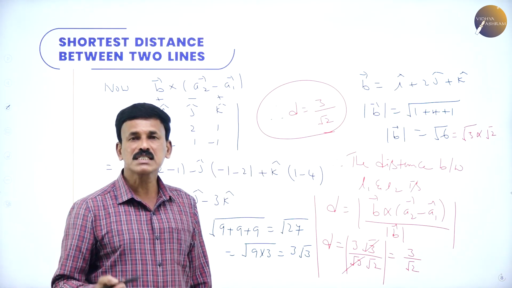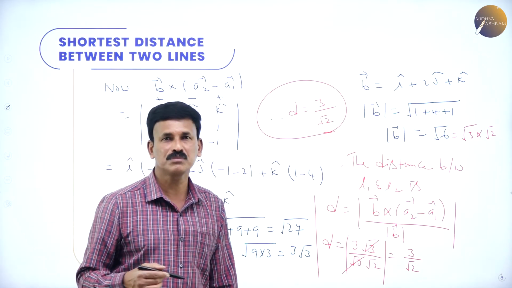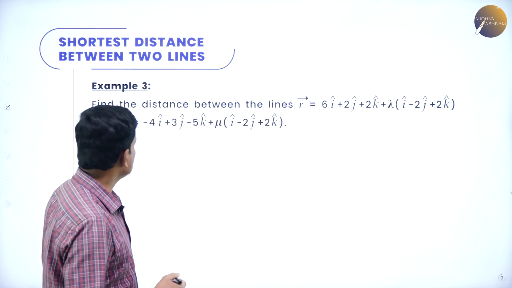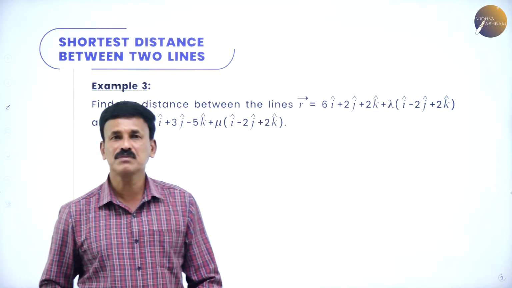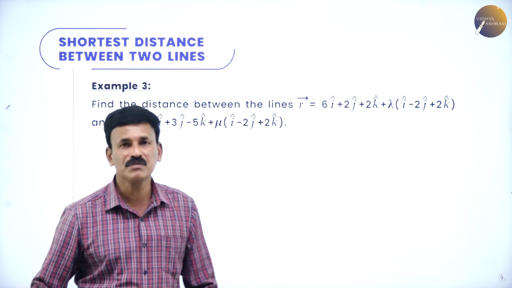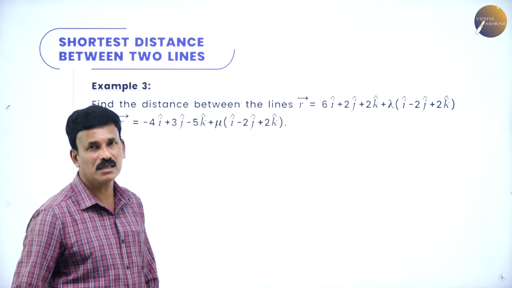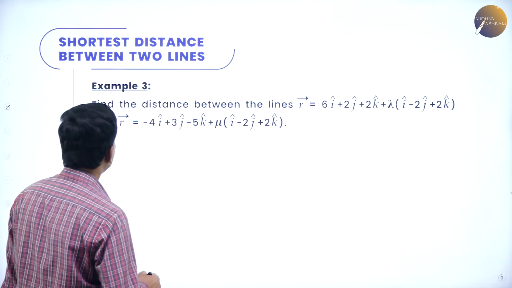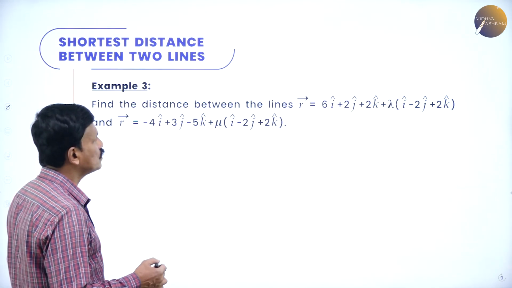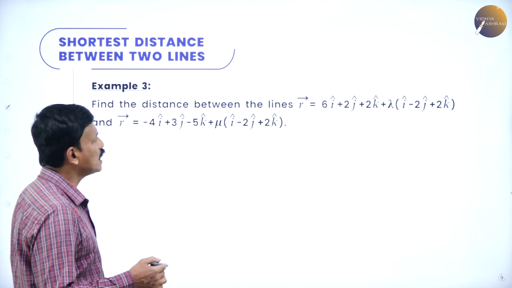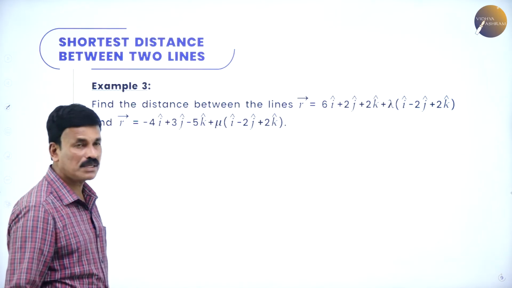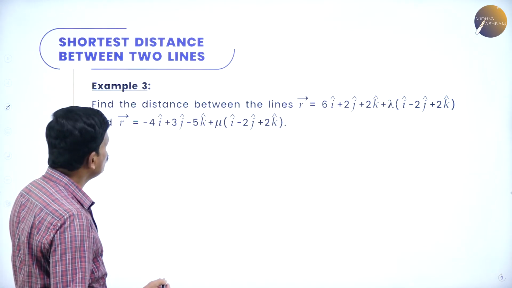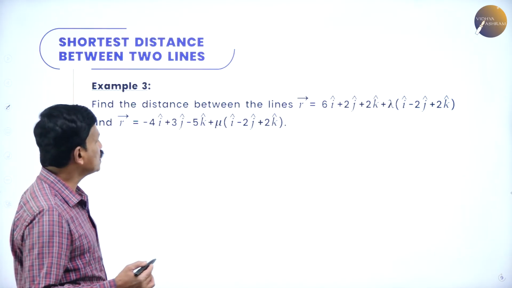Now let us come to the next problem, a similar type of problem. This type of problem is very important. While solving for the distance between lines, you should be familiar with whether they are skew lines or parallel lines. Now find the distance between the lines r = 6i + 2j + 2k + λ(i − 2j + 2k) and r = −4i + 3j − 5k + μ(i − 2j + 2k).